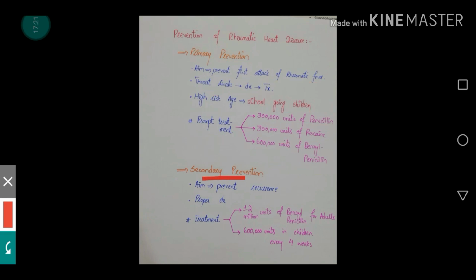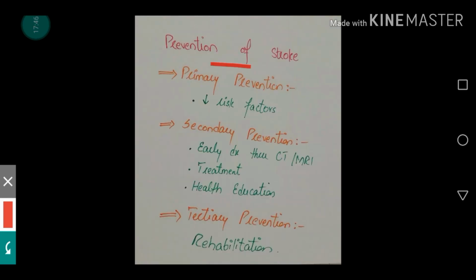Secondary prevention, the aim is to prevent the recurrence of rheumatic heart disease, and proper diagnosis is also very important in this as well. Now this treatment will be 1.2 million units of benzyl penicillin for adults and 6 lakh units in children every 4 weeks. Lastly, talking about prevention of stroke, in terms of primary prevention, the risk factors should be decreased. In terms of secondary prevention, early diagnosis through CT scan or MRI should be done, proper treatment should be given, and health education. Health education is educating the people so that they can have a much better understanding about the disease and they can manage the complications that have occurred or are likely to occur.